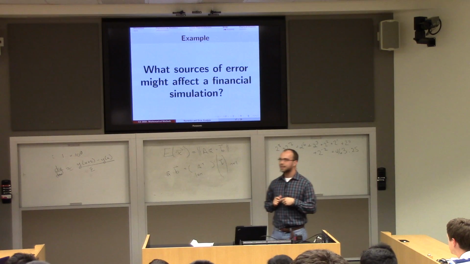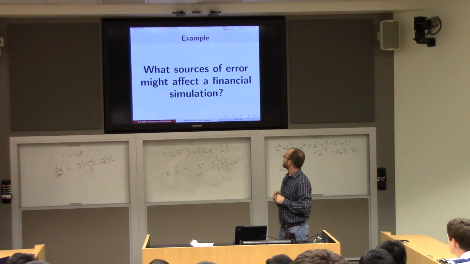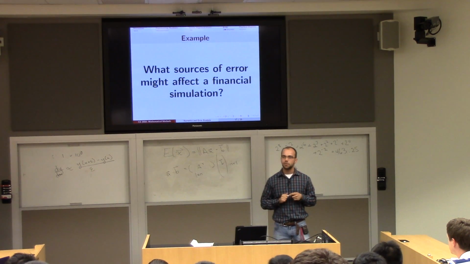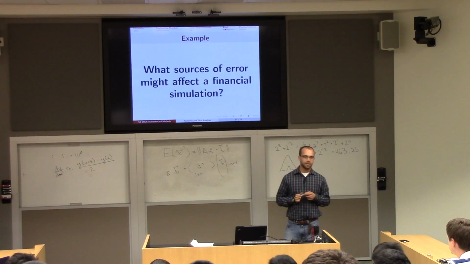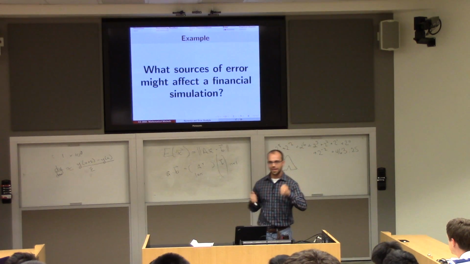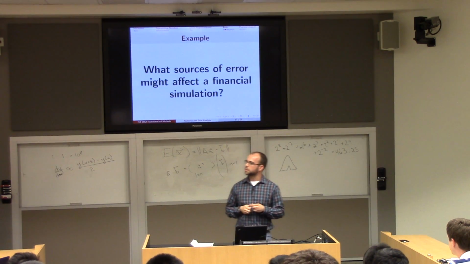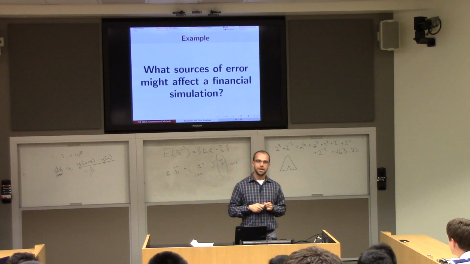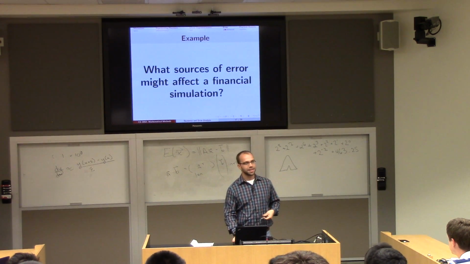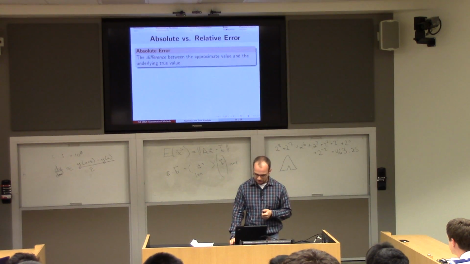So one example that I'll let you think about at home, because we're a little low on time, is what the sources of error might be if you were to do a financial simulation. So for example, if you're trying to solve Black-Scholes or simulate the stock market, what sorts of assumptions could you make that would lead to different types of error in your calculations? And I think it's pretty easy to guess any number of them.